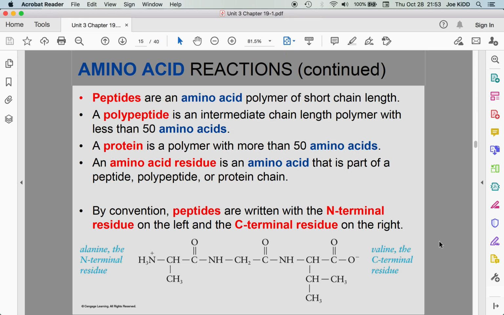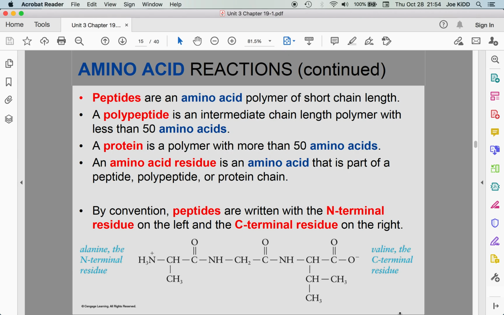A peptide would be a short-chained amino acid polymer, maybe like 20 or so. A polypeptide is intermediate in length, typically under 50. There's some wiggle room there. A protein will be a polymer with more than 50 amino acids. So what we're talking about here is knitting that polymer over and over again, just adding and decorating with the R groups.